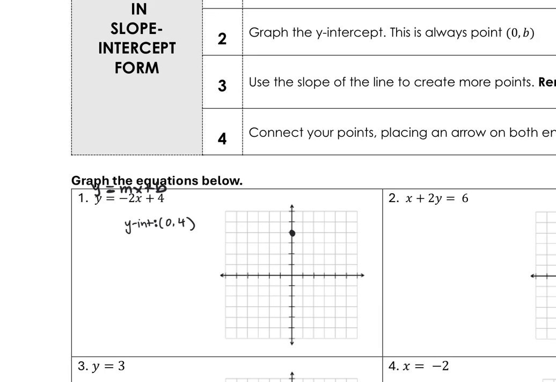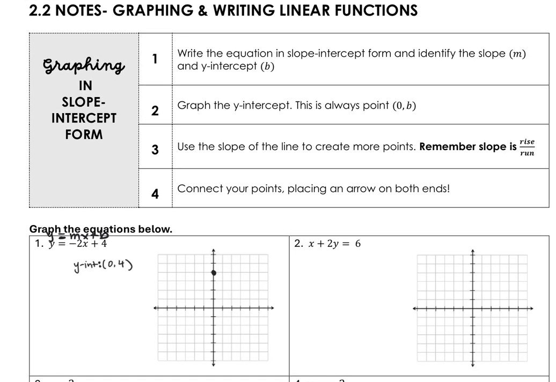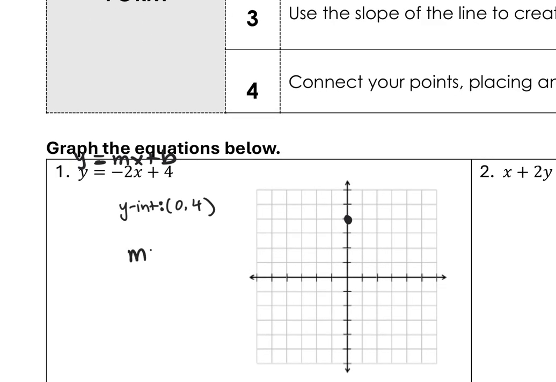Now that you've plotted that point, step number 3 is to use the slope of the line to create more points. Remember, our slope is that ratio of rise over run, so we have a vertical change over a horizontal change. Our m in this case, which is our slope, is -2. If we write that as a fraction, that's -2 over 1. So our line is going to be decreasing because we have a negative slope.